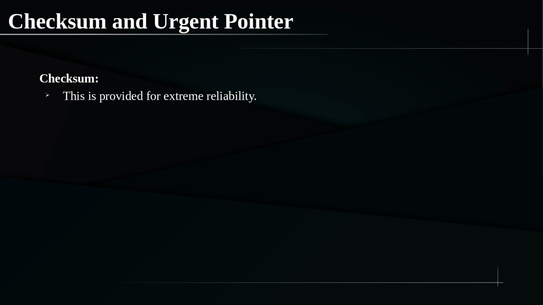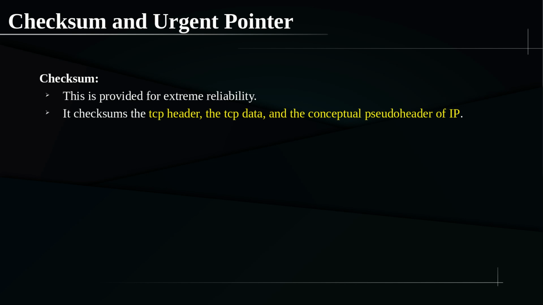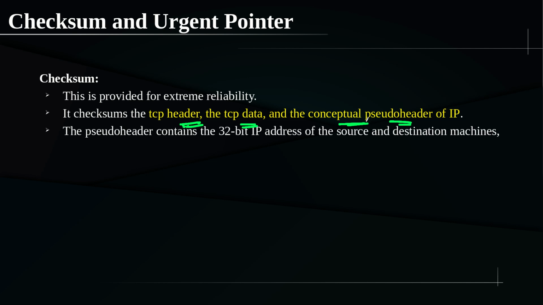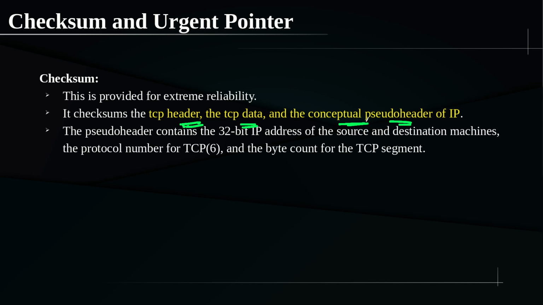The UDP header has a similar checksum. The same procedure you please go through, you will understand. So I am not spending much time. Even the IP header has a checksum, the method we discussed, but the IP checksum is exclusively for the IP header only. But here we are providing a checksum for the TCP header, the TCP payload, and a conceptual pseudo IP header also. How the pseudo IP header is formed, we saw in the UDP checksum explanation. I am not repeating it here. The pseudo header contains the 32-bit IP address of the source and destination, the protocol number, for TCP it is 6, for UDP it is 17, and the byte count of the TCP segment.